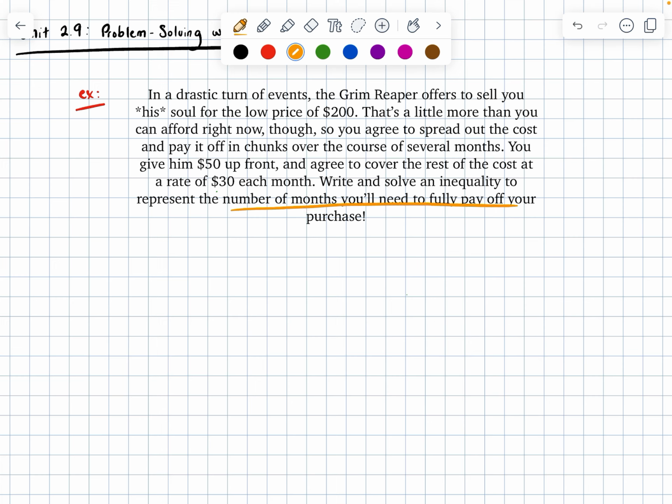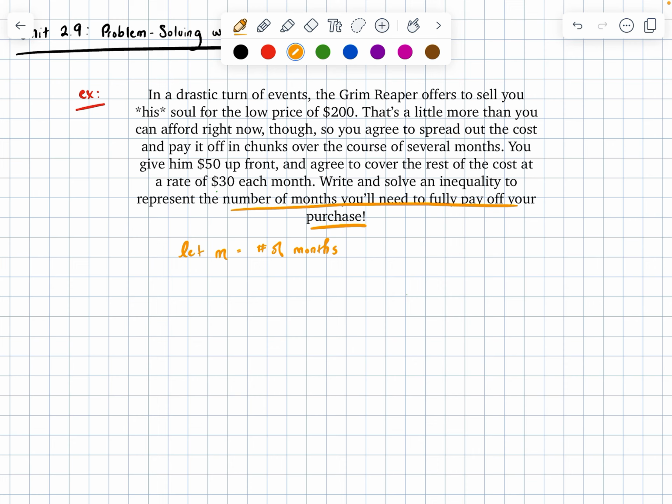So the thing that I'm looking for, if I read through my problem, is the number of months I need to pay off my purchase. So I need a variable to represent that. Maybe I'll use m for months. So I'll say m will be the number of months that I need to pay back the Grim Reaper. In this case, I like to usually include parentheses with the unit off to the side, but I included months in my variable definition. I'm Gucci.